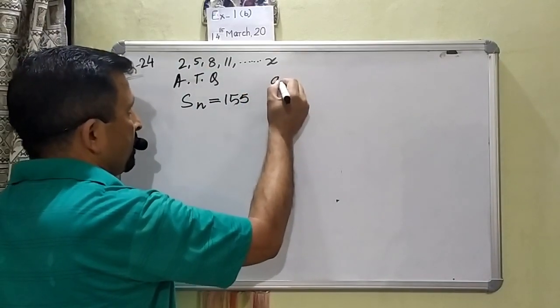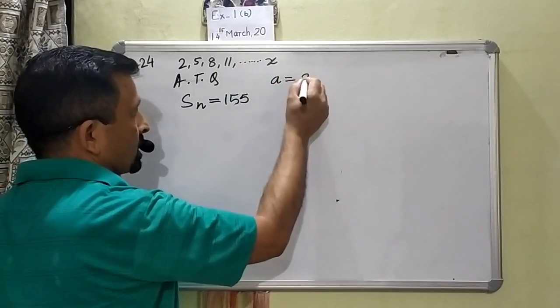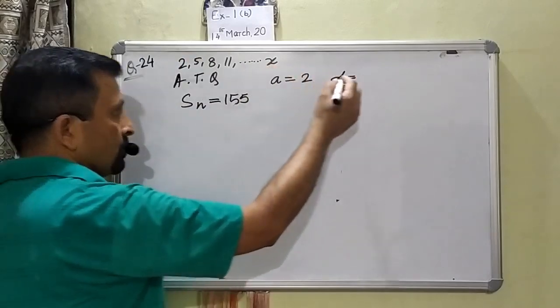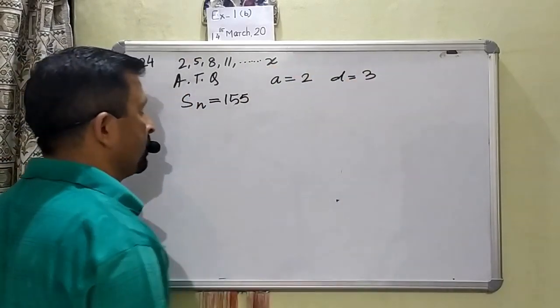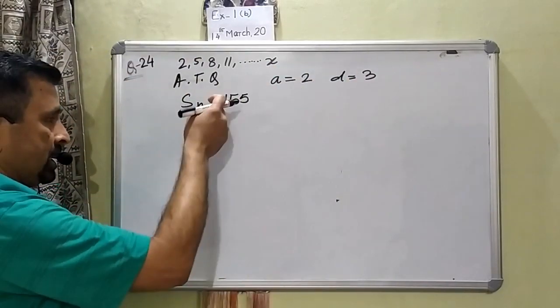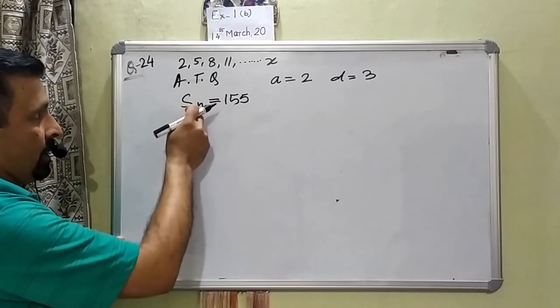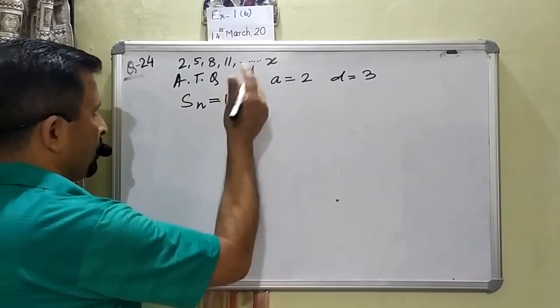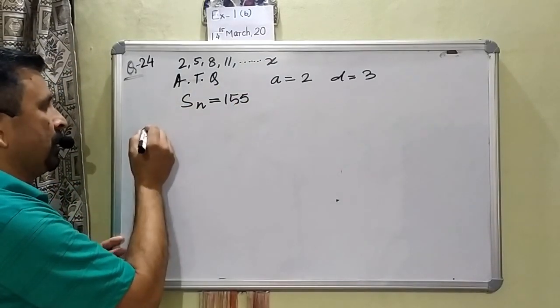a here is the first term, which is 2, and then d is the difference of two consecutive terms. So 5 minus 2 is equal to 3. So we have this information. We can use it in this sum formula, and we can try to calculate the value of n. After that we will see how we can find the value of x. So let us write the sum formula.